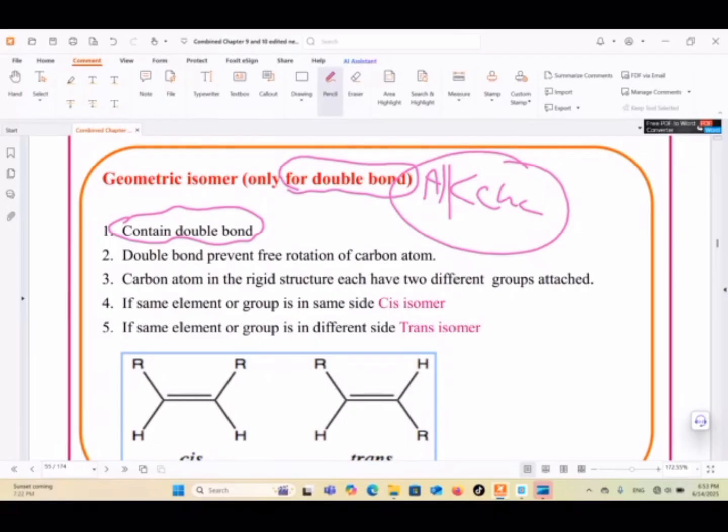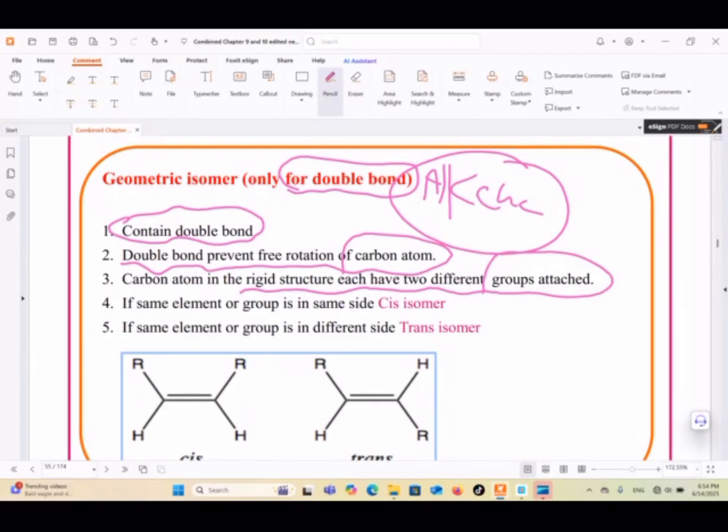The single and triple bonds, the alkanes and alkynes, will not be able to form geometric isomers. Why only the alkenes? Because, guys, a geometric isomer needs a fixed bond which is away from rotation. That's why the double bond prevents free rotation of carbon atoms. It's the reason why geometric isomers can be formed for a structure that contains a double bond, alkenes, and the carbon atoms in the rigid structure have two different groups attached.